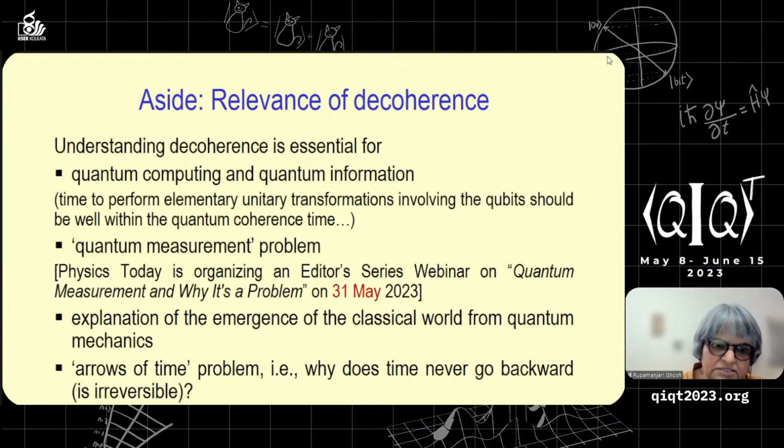It also appears in the quantum measurement problem, like I just pointed out, and I'm going to give you an example of that shortly. It's a toy example. By the way, I just saw that Physics Today is organizing an editor series webinar at the end of this month on quantum measurement and why it's a problem, if you're interested. So this is a problem that has plagued physicists quite a bit.